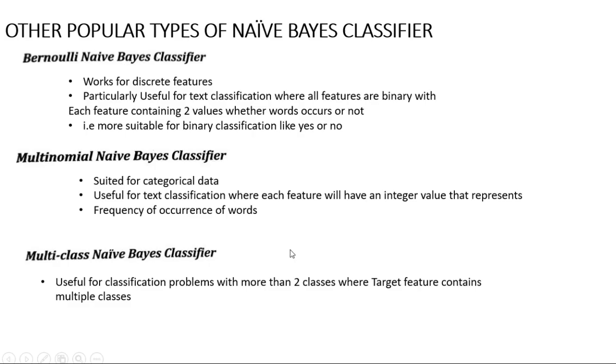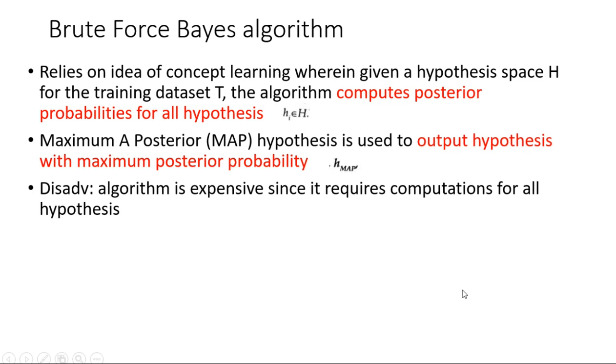That means if I do not have just two classes, if I have more than two classes, then I go for the multi-class Naive Bayes classifier, where the target feature will have multiple classes. Now there is one more algorithm called the brute force Bayes algorithm. The concept of this algorithm relies on concept learning, where for the hypothesis space H and the training data set T, we compute the posterior probability for all the hypotheses.